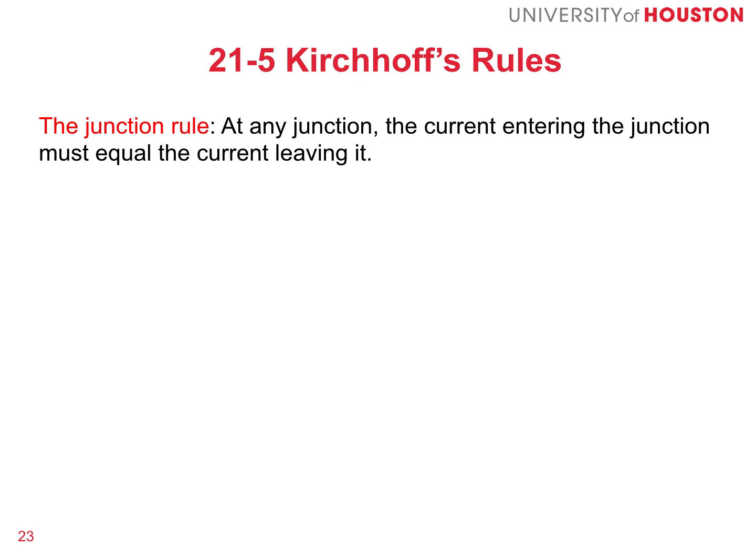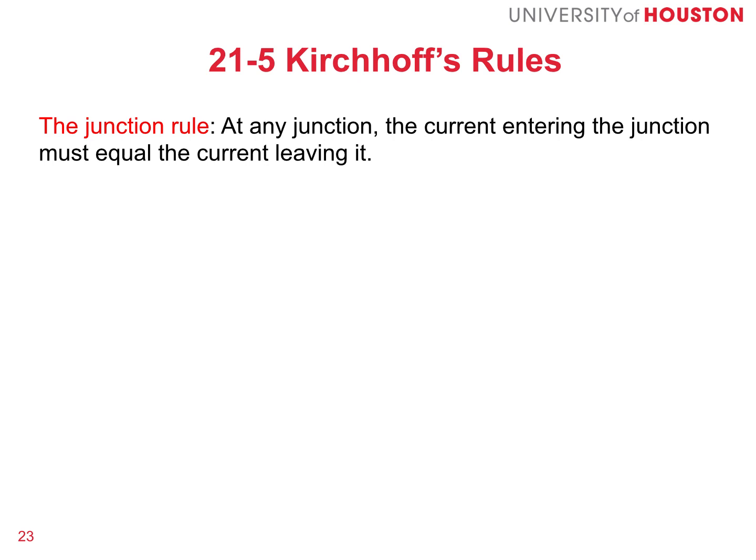The junction rule states that at any junction, the current entering the junction has to equal the current leaving the junction. And this is simply a consequence of charge conservation. The amount of charge that goes in has to equal the amount of charge that goes out.